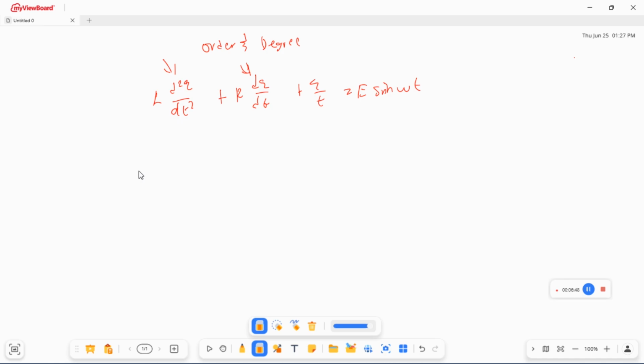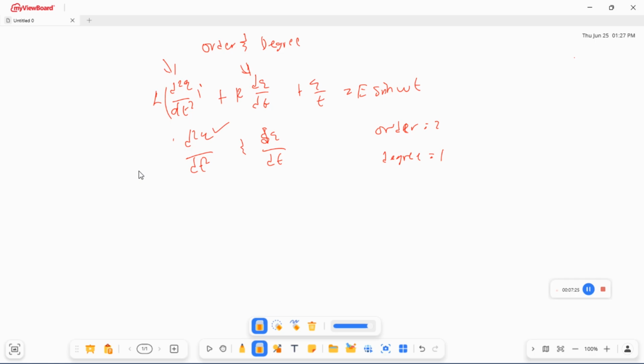So now, how do we know which one is the order and degree? Remember, I said that the order is the highest differential coefficient present in the equation. So which one is higher between d²q/dt² and dq/dt? This one is higher, right? Because we have differentiated twice. So that means our order is going to be 2. And then the degree is going to be the power. And here we can see that there is no power, so automatically it's going to be 1, right? Because d²q/dt² raised to power 1 is still d²q/dt². So the degree is going to be 1 for that differential equation.